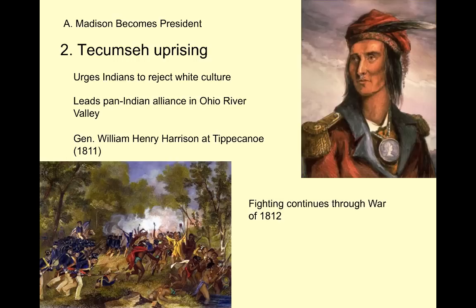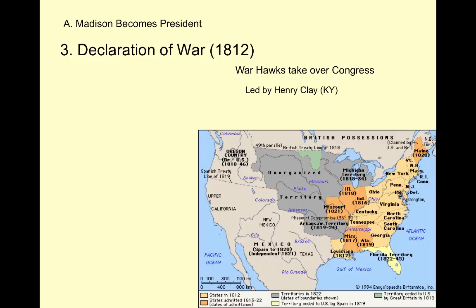Throughout the course of the War of 1812, we're going to see fighting in the West continue. So as we talk about the United States fighting the British Army and Navy on the East Coast and the Atlantic, simultaneously we're going to see the United States fighting the British allies, the Native Americans, in the Ohio River Valley, and also in the Southwest.